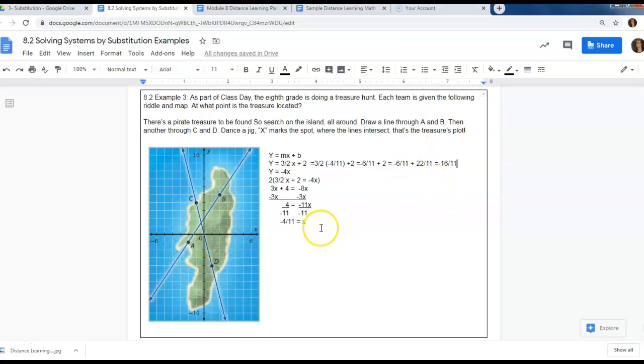Okay, the same denominator. So the solution, or we can say, the treasure is at point, the x goes first, so the x is negative 4/11, and then the y, remember this is the x, this is over here the y, is negative 16/11. Okay, and so it is done. Yay, we're done with substitution.